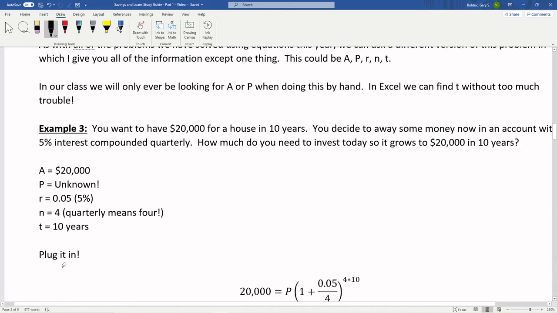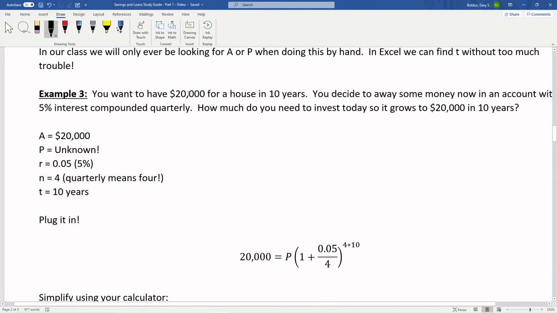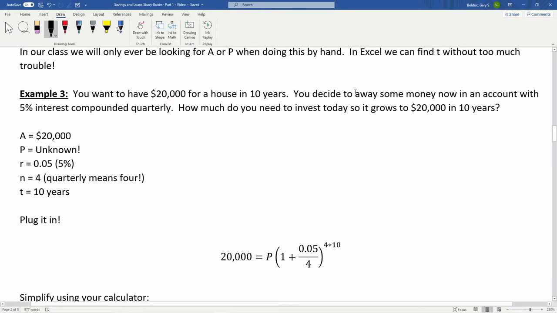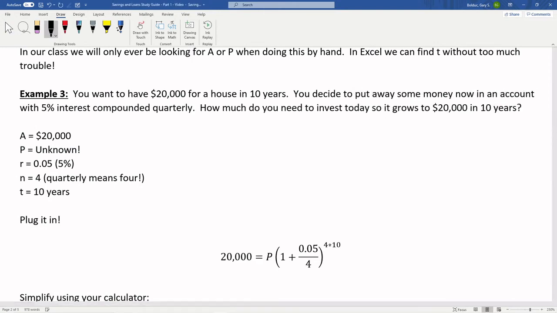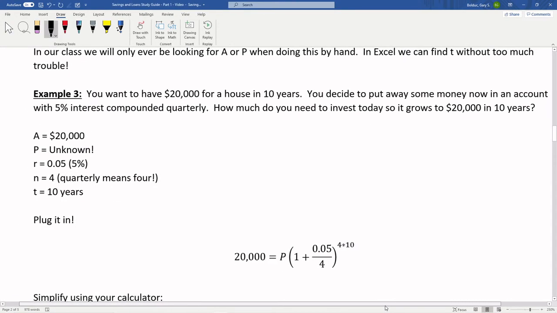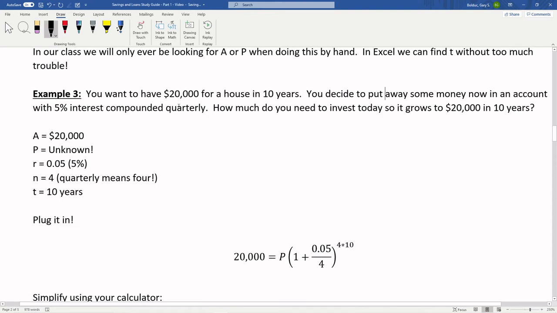So what does that look like? Example 3. It says you want to have $20,000 for a house in 10 years. So, talking about a down payment. You want to buy a house and you're going to put the down payment, $20,000, in 10 years. Okay, so what are we thinking? We decide, you know what, we're going to put some money away right now. We're going to put away some money into an account, and that account has 5% interest compounded quarterly. How much do we need to invest today so that it gets to $20,000 in 10 years?